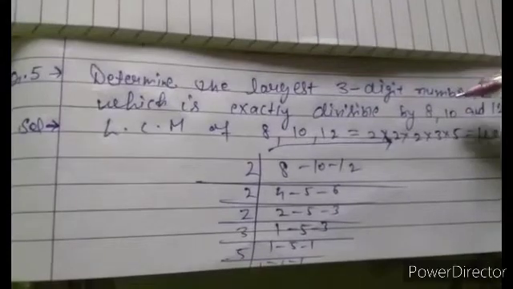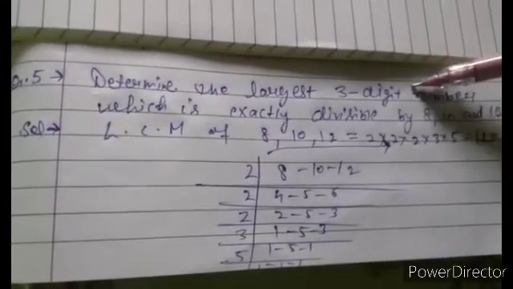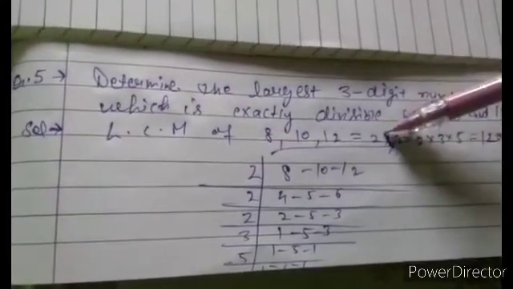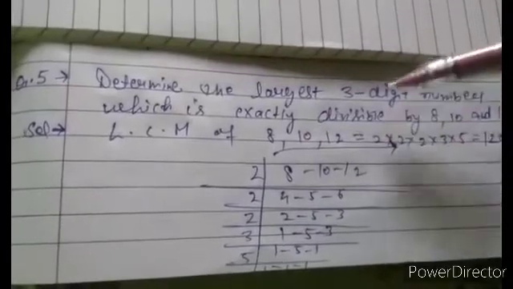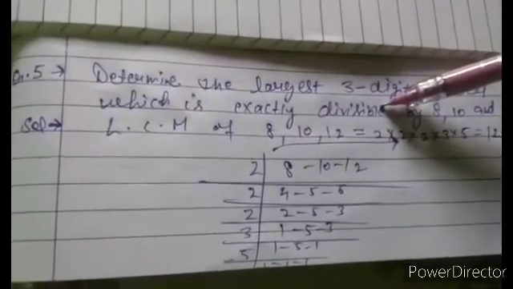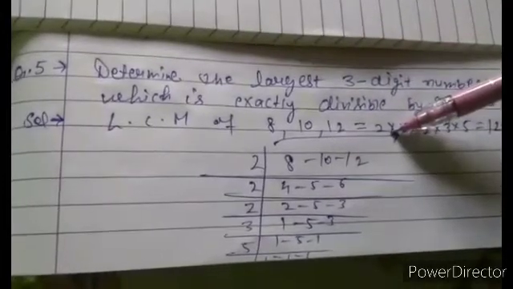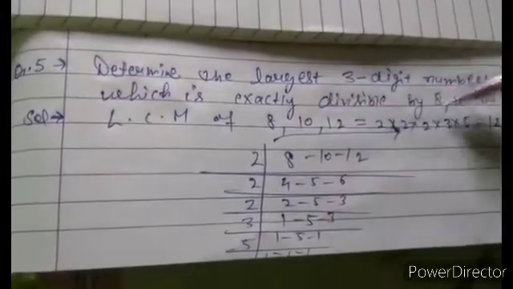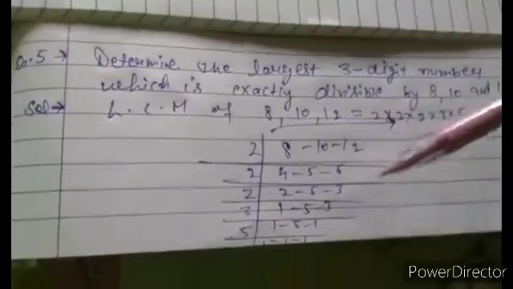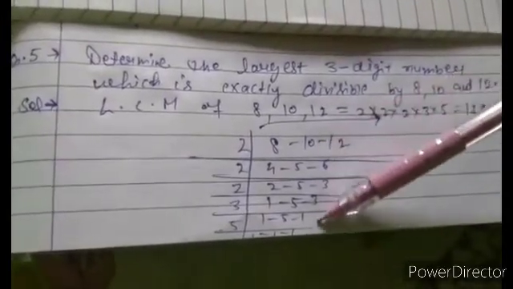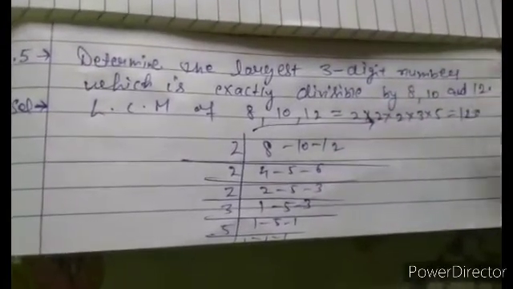In the fourth sum also, when we needed the smallest 3-digit number which is exactly divisible, that's why we took out the LCM. In this sum also we will take out the LCM. So we will take out the LCM of 8, 10 and 12. It will be 120.